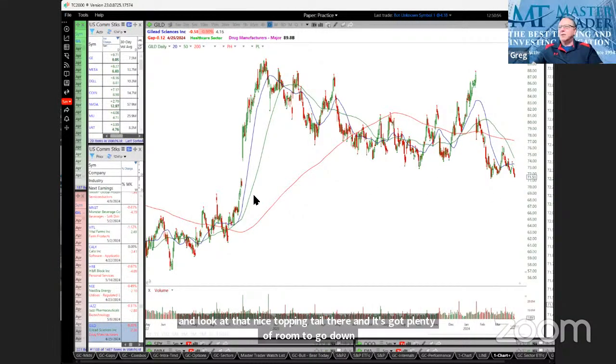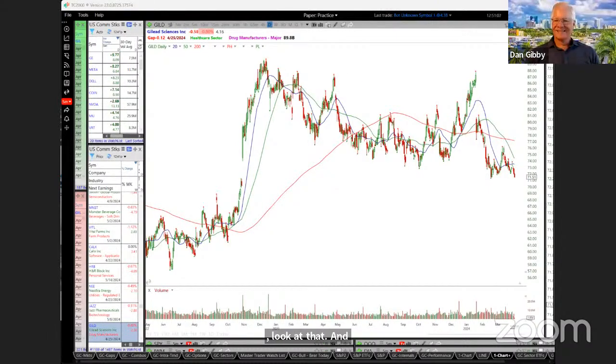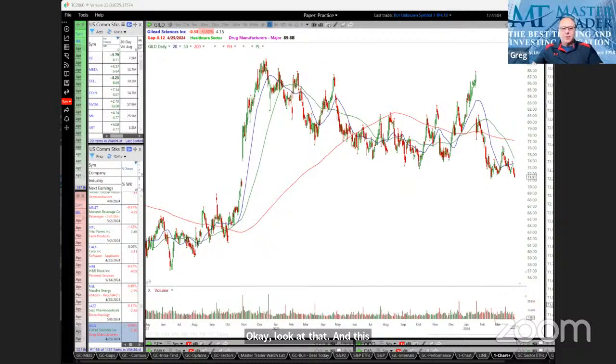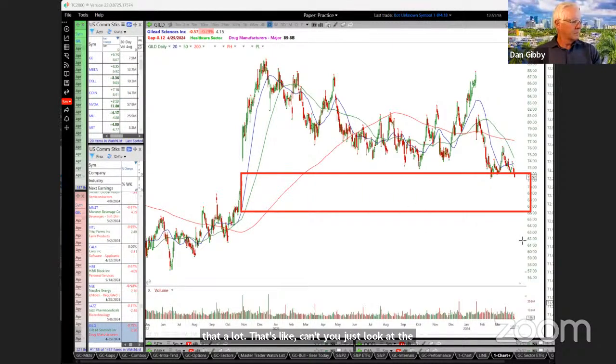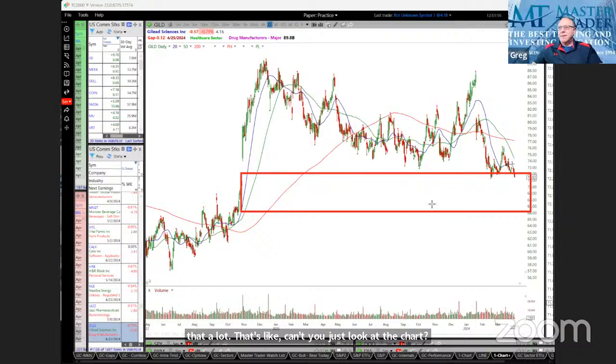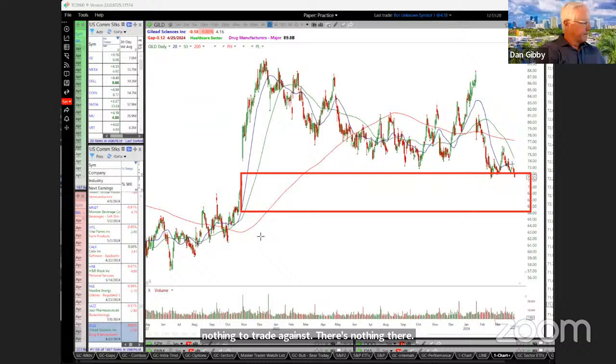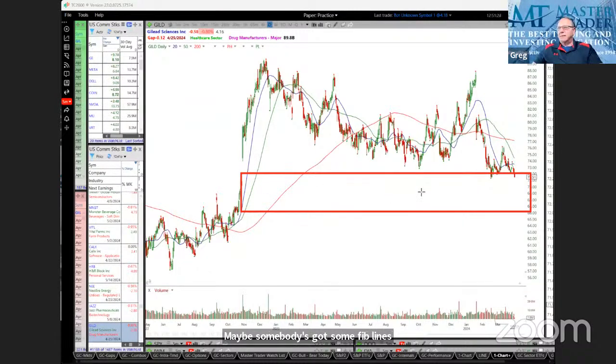And this, for those of you that are wondering, okay, what are these guys talking about with all these words? What the hell's a price void? I get that a lot. Can't you just look at the chart? Look, there's no support. That means there's nothing to trade against. There's nothing there. Maybe somebody's got some fib lines or an Ichimoku cloud or who knows what. There's nothing here to trade against. So it's either got to create support or it's going down. That's the way it is.